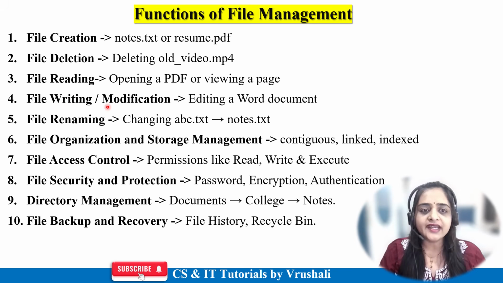Next one is file writing or modification, which means updating a particular file. You can enter some data in Microsoft Word or Microsoft Excel, right? So this is called modification, updating. Next, file renaming, changing the name of a particular file. Then file organization and storage management. It means you can make a cluster of similar types of files. For that purpose, contiguous, linked, and indexed methods are used. We will discuss these methods in detail in our next slide.